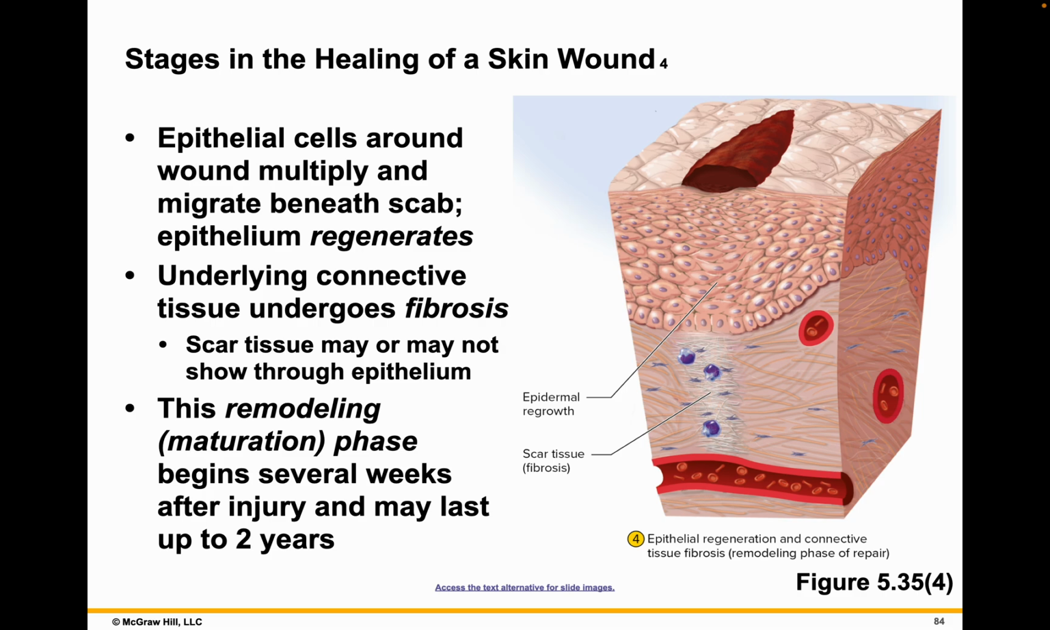Epithelial cells around the wound will multiply and migrate beneath the scab. The epithelium will regenerate. The underlying connective tissue undergoes fibrosis. Scar tissue may or may not show through the epithelium. So we get a remodeling or maturation phase that begins several weeks after the injury and can go up to 2 years.